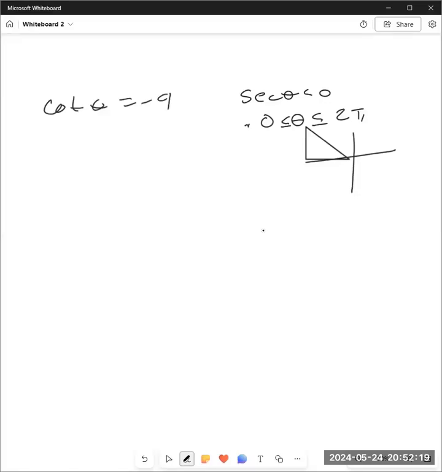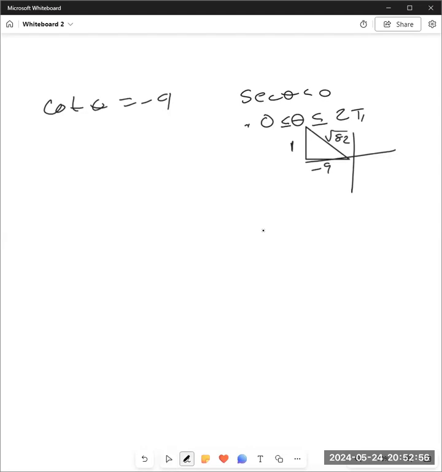Cotangent is adjacent over opposite. So adjacent over opposite like that. Then by the Pythagorean theorem, we have 9 times 9 is 81. 1 times 1 is 1. 81 plus 1 is 82. So square root of 82. That doesn't simplify anymore. That's 2 times 41. No perfect squares in there.